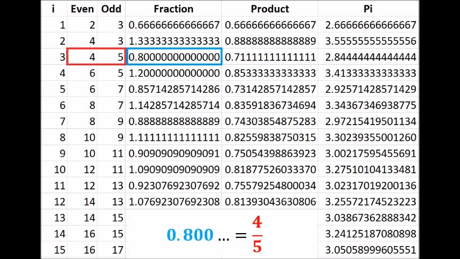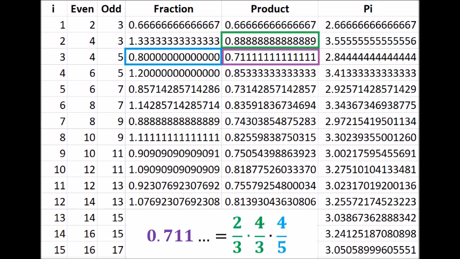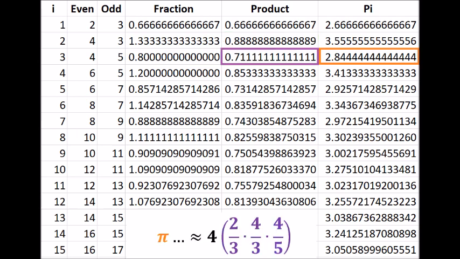The number in the fourth column is a fraction. In this case, 4 over 5 is equal to 0.8. That can be seen by the red and blue boxes. The same rule applies for every other row in the table. The number boxed in purple is the product of the numbers in the blue and green boxes. Since that is equal to pi over 4, we must multiply by 4 to approximate pi. That is boxed in orange. Notice that after 15 rows, we haven't even converged on 3.1 for an estimate of pi.